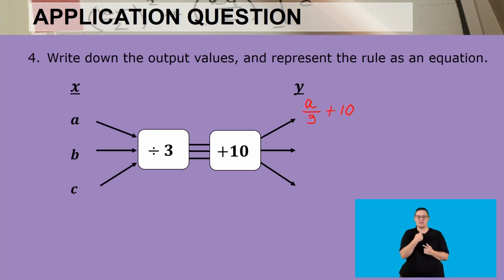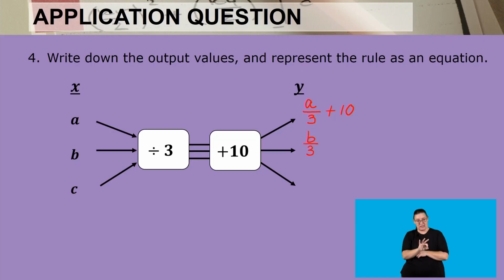So we are just going to leave it as A divided by 3 plus 10, which is exactly what our rule is asking for. Let's look at the next input value, and that is a B, also a variable. We are going to take our B, divide that B by 3, and add our 10. So B divided by 3 plus 10, that is what our output is going to be. What about this last input value here? We have our C, and we are dividing that by 3, and we are going to add 10. So that would be the output value there.